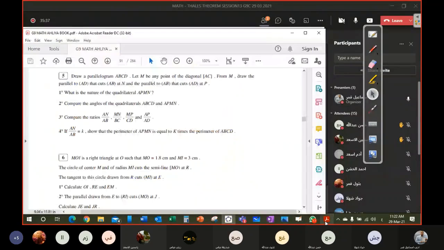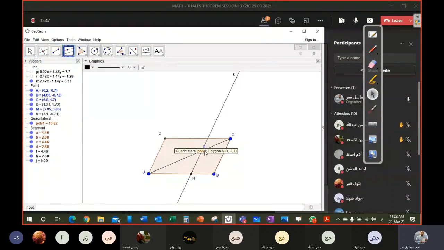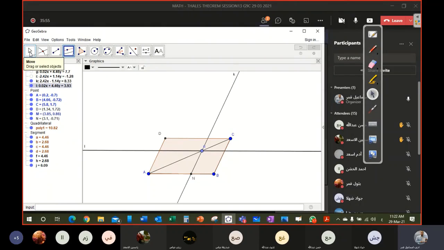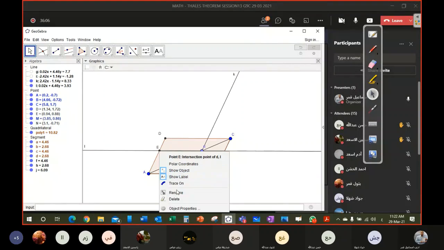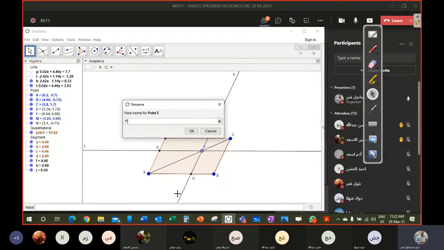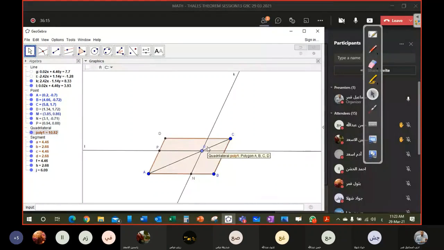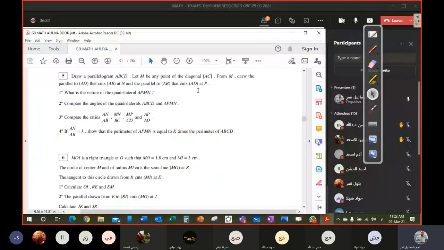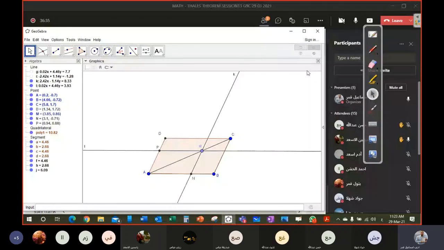And the parallel to AB that cuts AD at P. From N, we draw a parallel line to AB that cuts AD at P. So this is point P. Okay, is it clear? Yes, it's clear. Okay, continue.